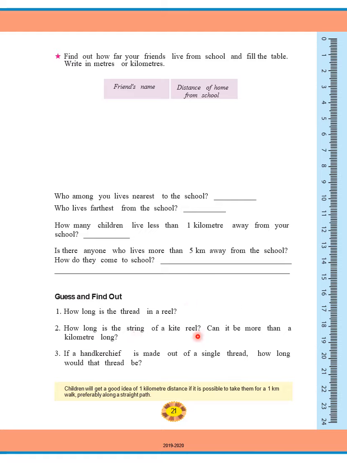First question is, how long is the thread in a reel? The thread of a reel is 100 meters to 500 meters. How long is the string of a kite reel? It can be more than 1 kilometer according to its size. Can it be more than a kilometer long? Yes, it can be. If a handkerchief is made out of a single thread, how long would that thread be? The length of a single thread is around 100 meters.